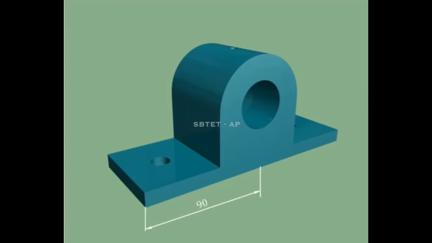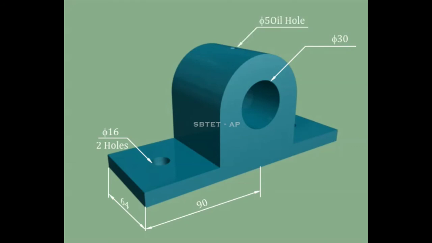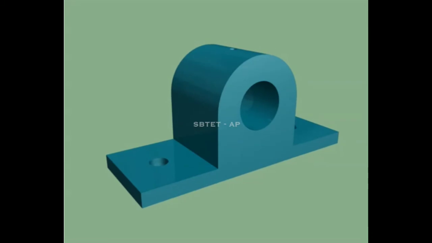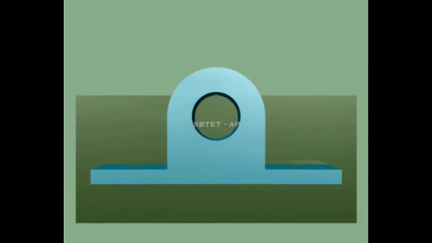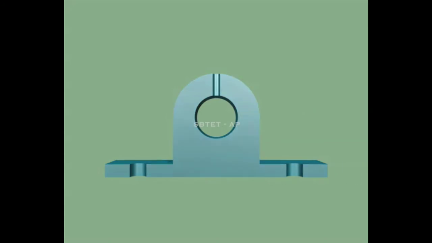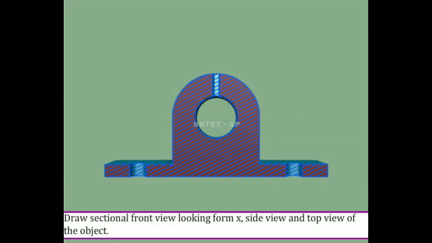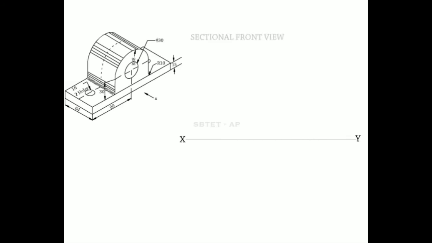In this problem, the pictorial view of an object and location of cutting plane are available. We need to draw the sectional front view, top view and side view of the object. Draw the front view of the object. Complete the sectional front view by hatching the sectioned surface, excluding the holes.